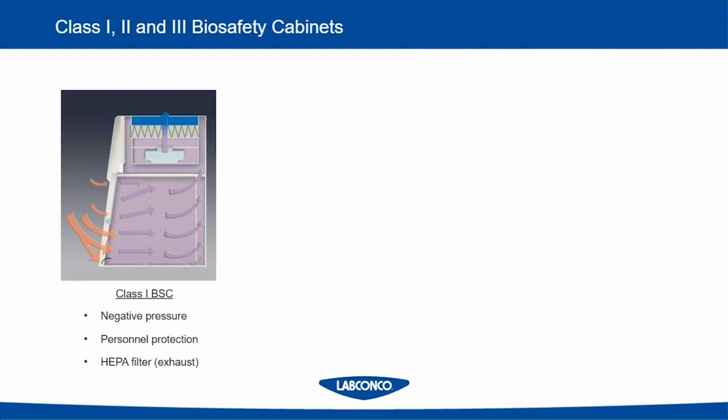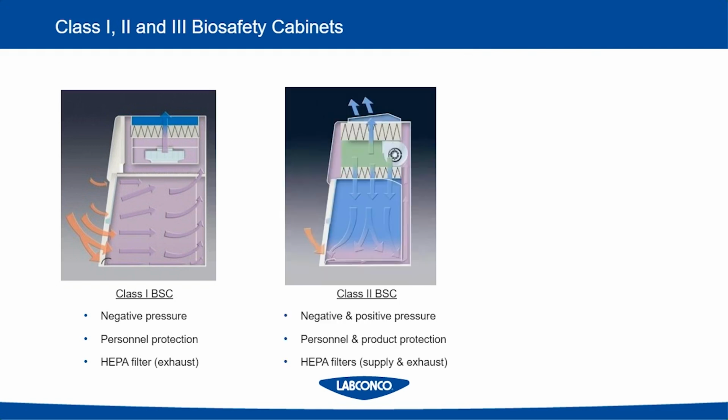lab space. A Class II biosafety cabinet is very similar in that it has an inflow air to protect the operator, but it also has HEPA filtered downflow air. So this protects the sample from any contamination as well. So Class II biosafety cabinets protect both personnel and the product or research that's being done inside the cabinet. They have two HEPA filters, a supply and exhaust HEPA filter.